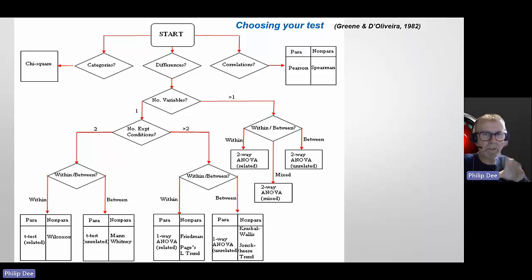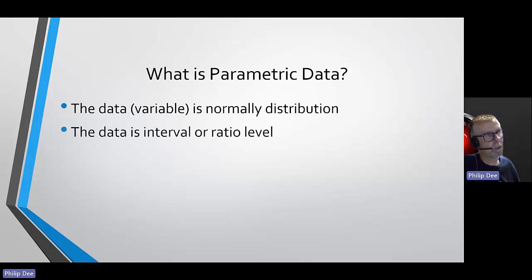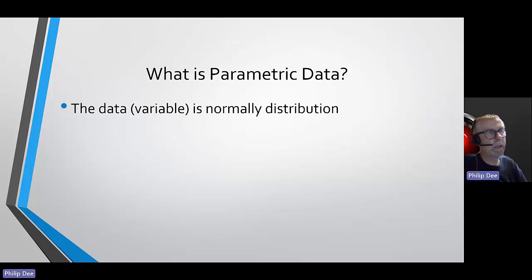So the final concept I want to discuss with you is this idea of, well, what do we mean by parametric or non-parametric data? It has to officially satisfy four conditions. The data, or the variable, has to come from a population that is normally distributed. Now, there are tests for this, so we don't just have to intuitively know it, but sometimes you can either know this from the literature or you can run a statistical test yourself.